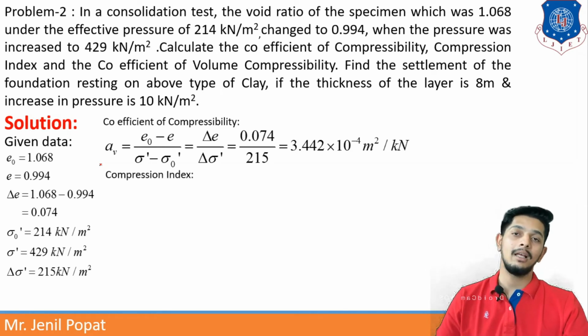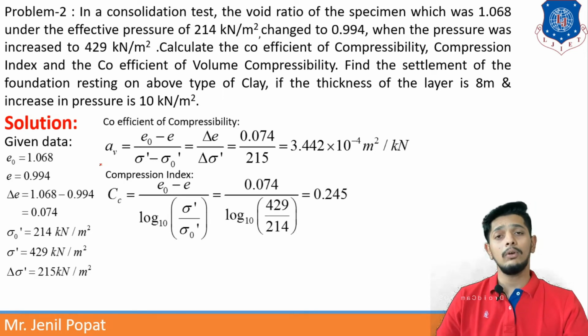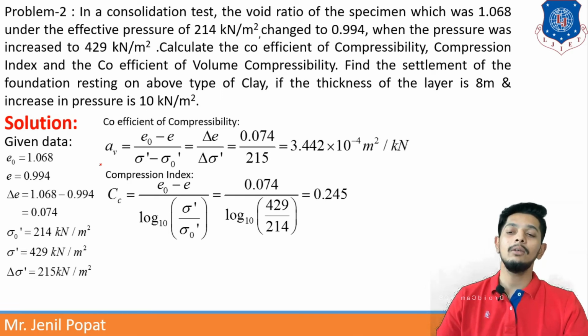The second thing that is asked is the compression index. The formula for compression index has been studied in the previous video. That is Cc is equal to e0 minus e upon log base 10 of sigma dash upon sigma 0 dash. Here I have the e0 and e values as well as the sigma dash and sigma 0 dash values. So I can put in all the values and get the Cc value as 0.245.